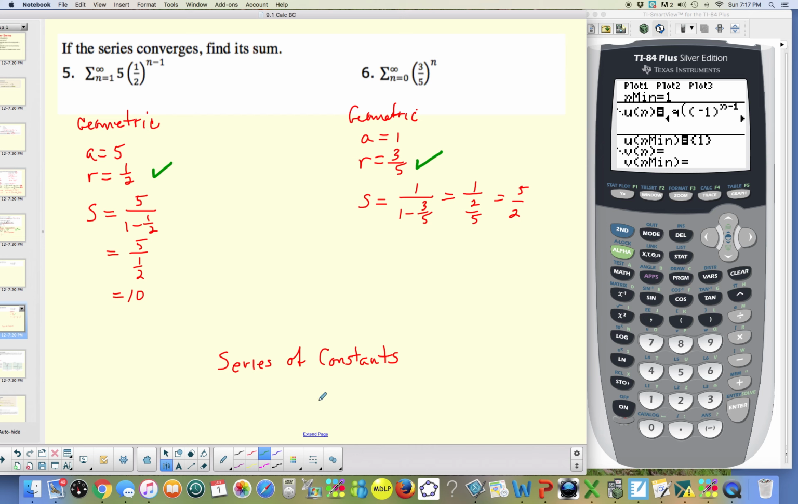Now we call this a series of constants because it's just a lot of constants being added up together. So this is 3/5 to the 0 power plus 3/5 to the 1 power plus 3/5 to the 2nd power, and so on. So we're just adding a lot of constants here.